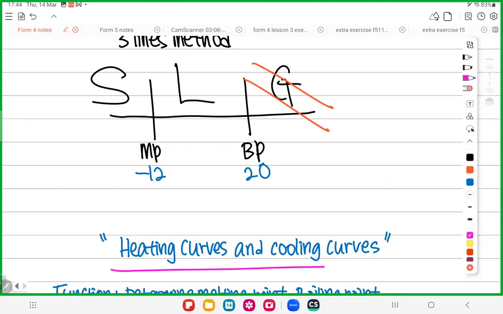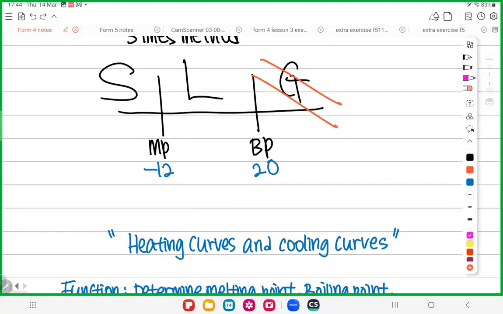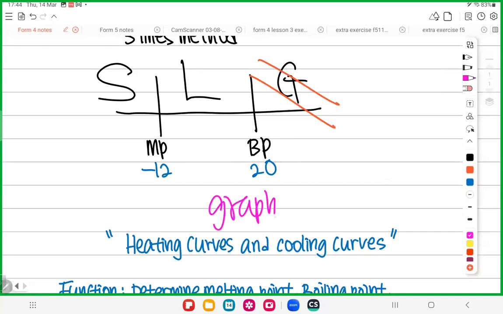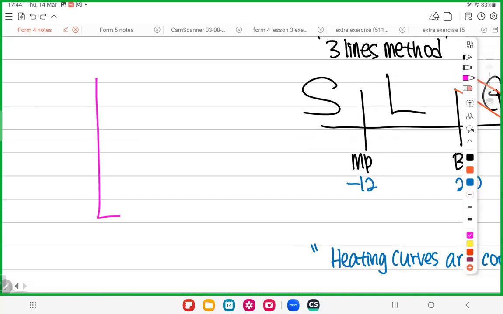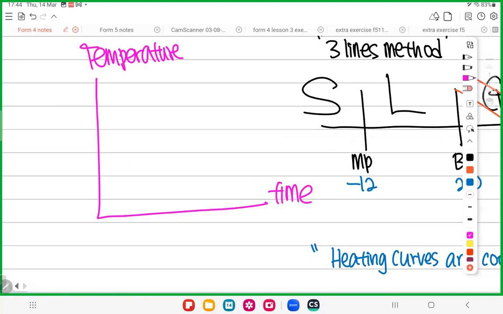So what are the heating curve and cooling curve? They are actually a graph. What is this graph all about? This graph is temperature and time. So when you see a graph of temperature versus time, then you know this is a heating curve or cooling curve.